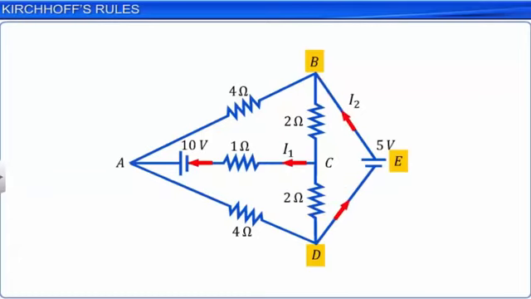The assumption that we have made for the direction of current I2 may be wrong. In that case, at the end of the solution of the problem, we obtain a negative value for I2. Then, we change the direction of I2 and write the answer.